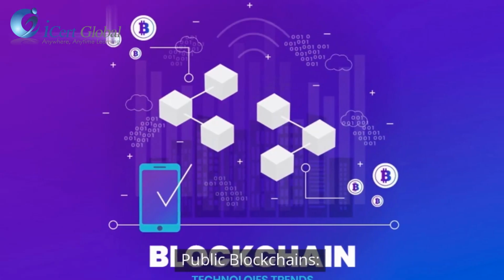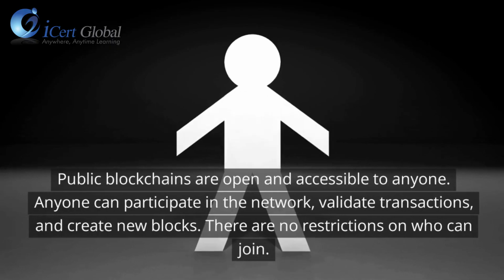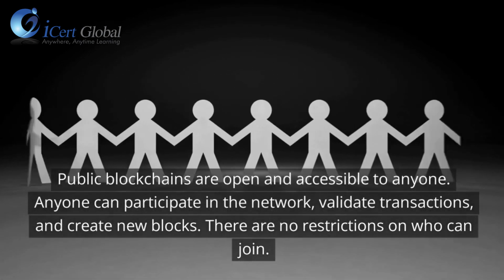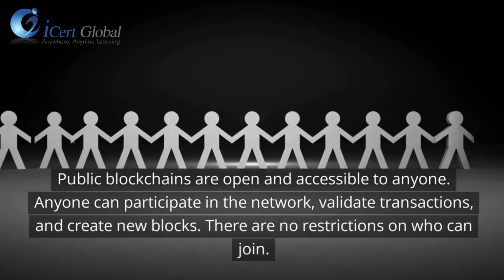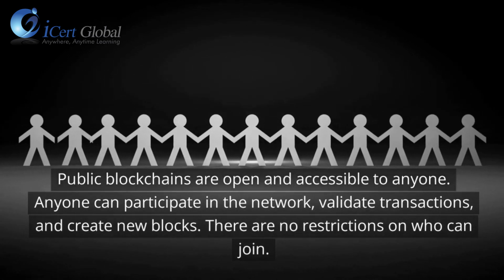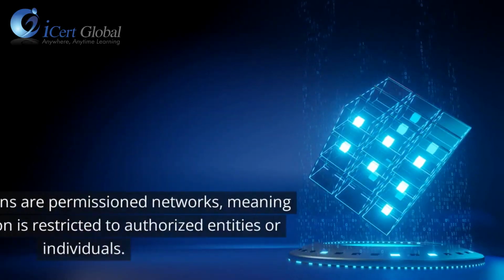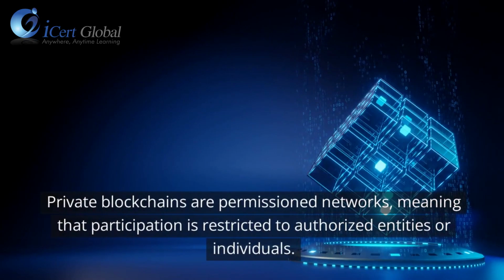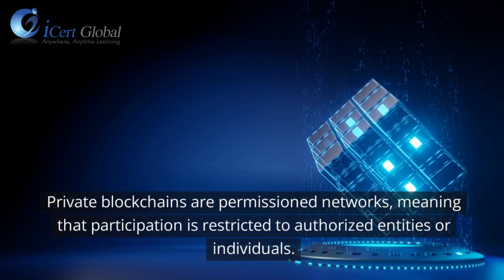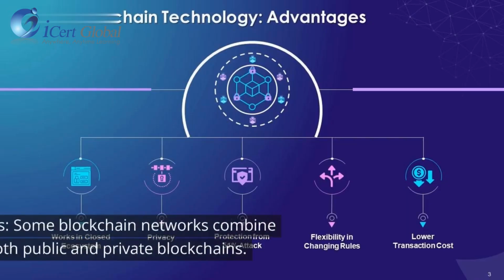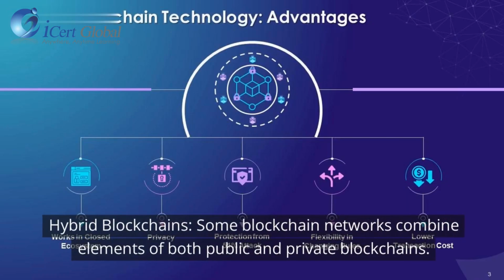Public blockchains. Public blockchains are open and accessible to anyone. Anyone can participate in the network, validate transactions, and create new blocks. There are no restrictions on who can join. Private blockchains. Private blockchains are permissioned networks, meaning that participation is restricted to authorized entities or individuals. Hybrid blockchains. Some blockchain networks combine elements of both public and private blockchains.